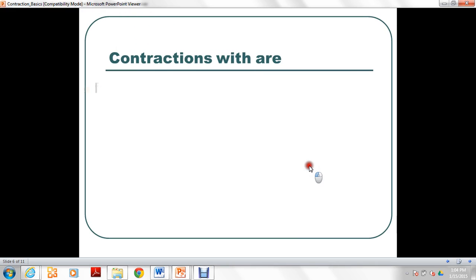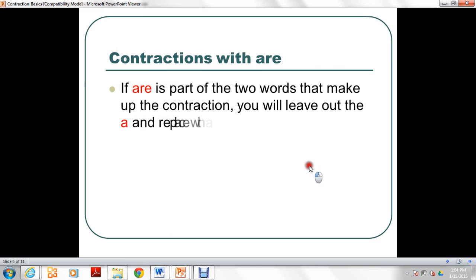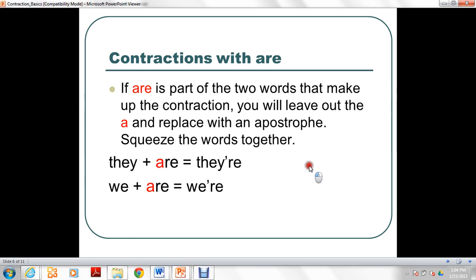Contractions with are. If are is part of the two words that make up the contraction, you will leave out the A and replace it with an apostrophe. Squeeze the words together. They and are become they're. We and are become we're. You and are become you're.